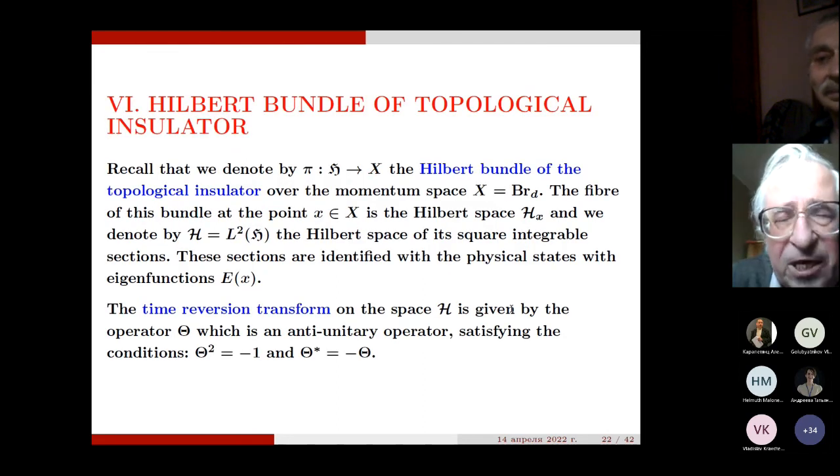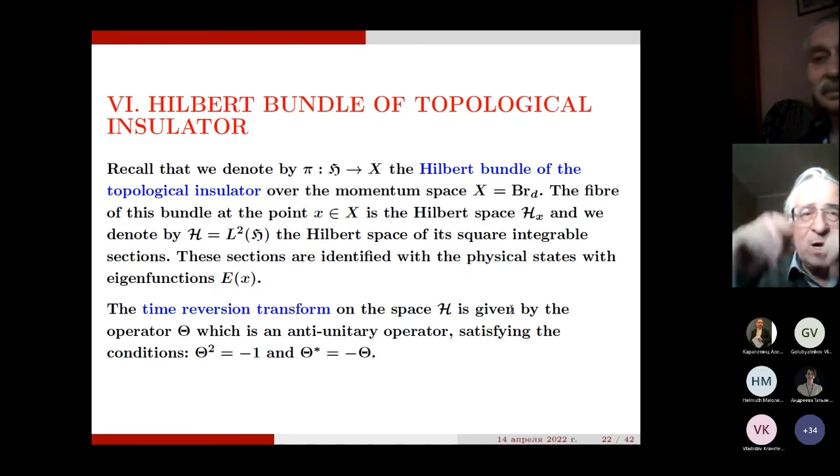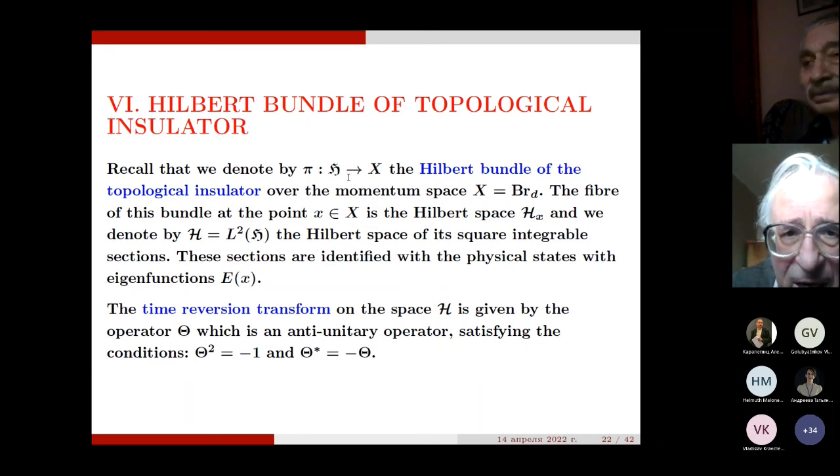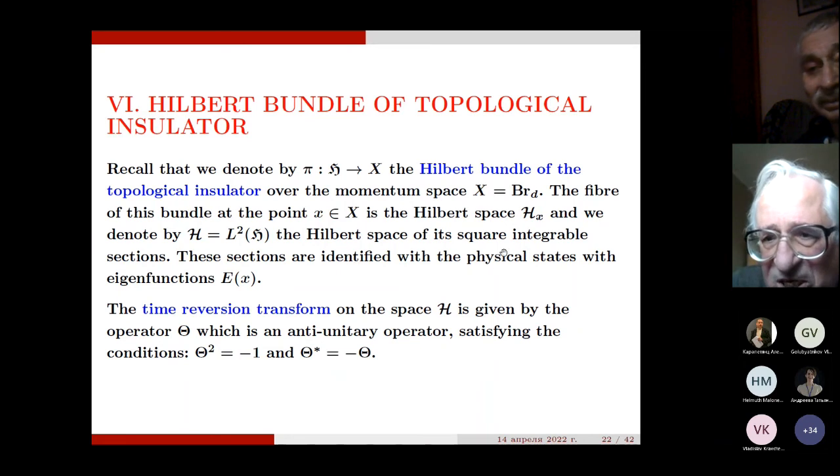Now I return to the Hilbert bundle, which I already introduced before, the Hilbert bundle of the topological insulator. Recall that we denote by pi from Gothic H to X the Hilbert bundle of the topological insulator over the momentum space X, which before was just the Brillouin zone. The fiber of this bundle at the point x is the Hilbert space H_x, before denoted by H_k. And we denote by H, as before, the Hilbert space of its square integrable sections. These sections are identified with the physical states, the eigenfunctions of x.